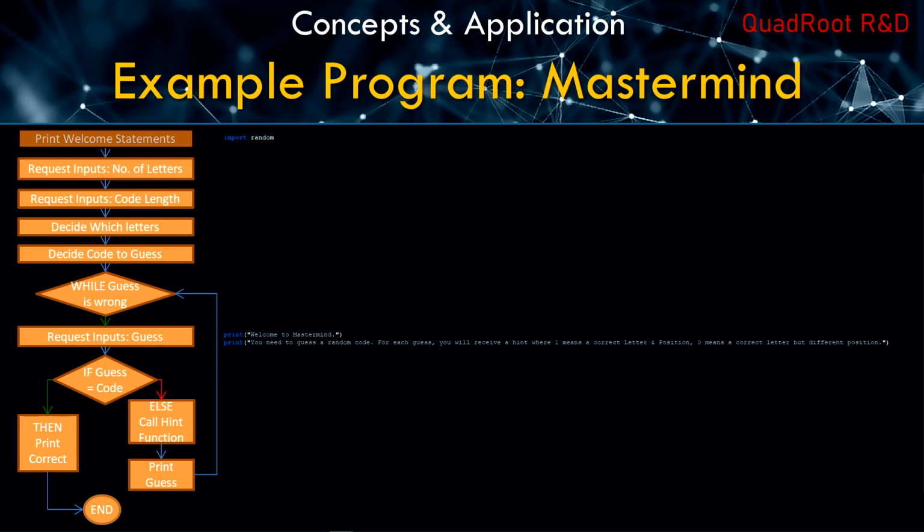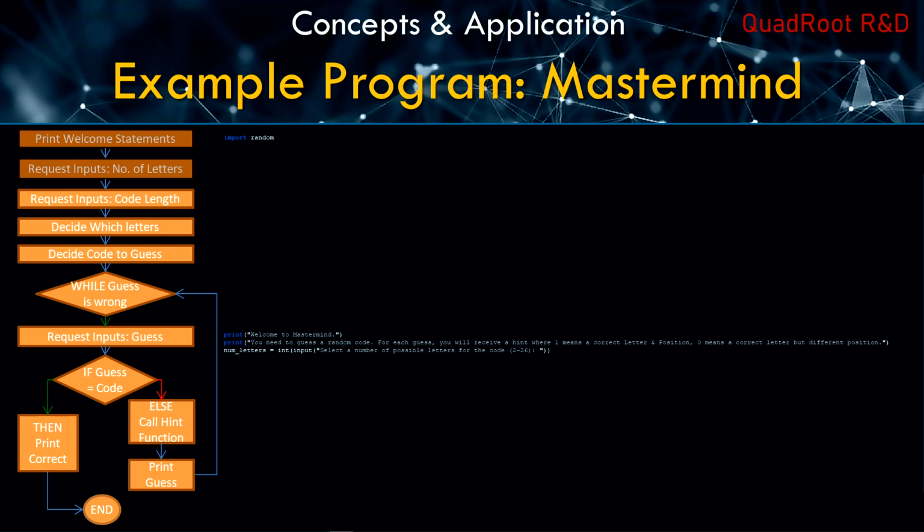Now in Python, the functions come on top. In VBA, they can come anywhere, on top or on the bottom. In Java, same, preferably at the bottom. The first statements are the welcome statement. So you say, welcome to Mastermind. Now you have to give some instructions. You need to guess a random code. For each guess, you will receive a hint, where 1 means a correct letter and position, 0 means a correct letter but different position.